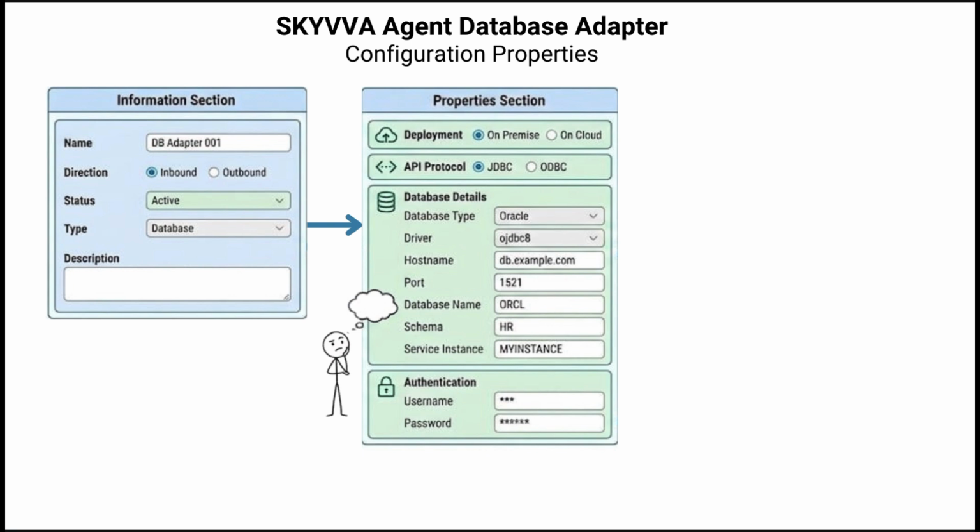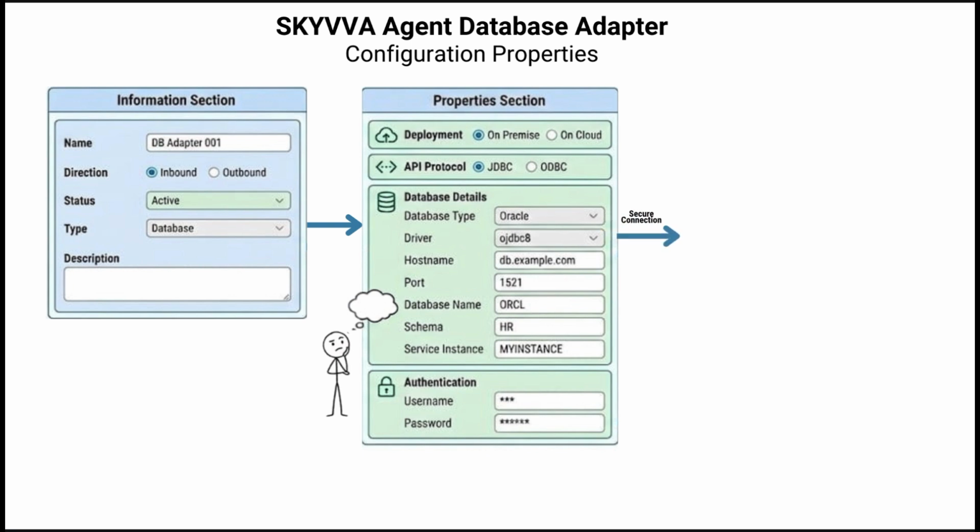It includes deployment options, on-premise or on cloud, API protocol, JDBC or ODBC, and database details such as database type, driver, hostname, port, database name, schema, and service instance. It also includes authentication details like username and password. All these properties are used to establish a secure connection between SKYVVA and the external database.